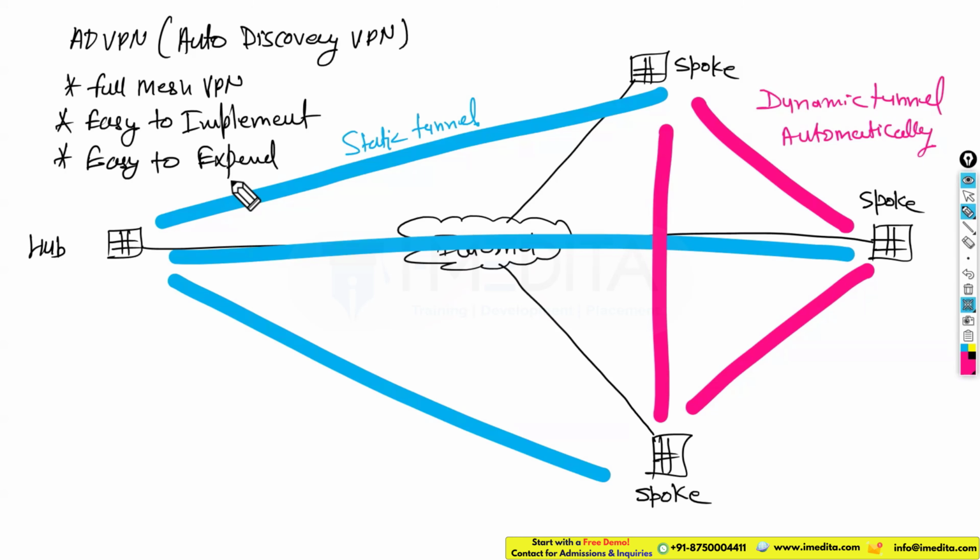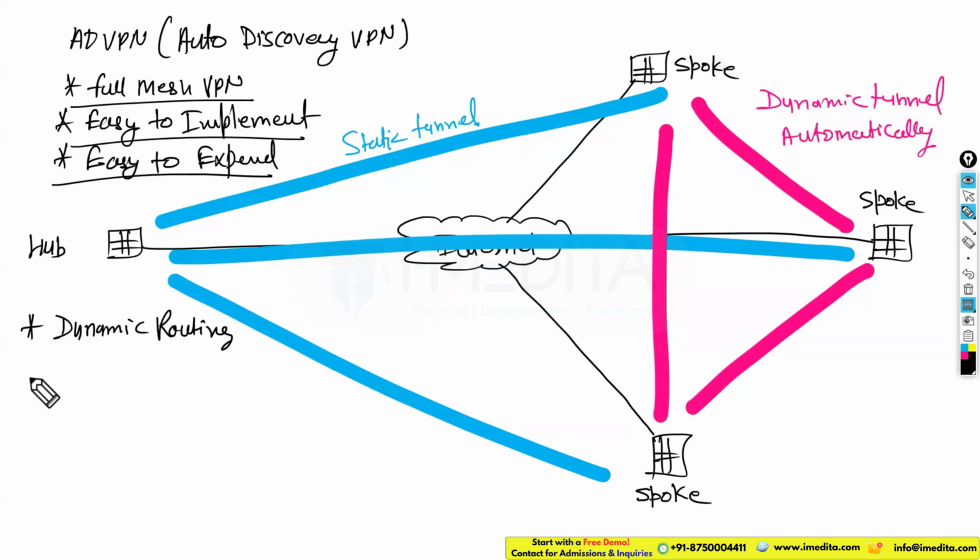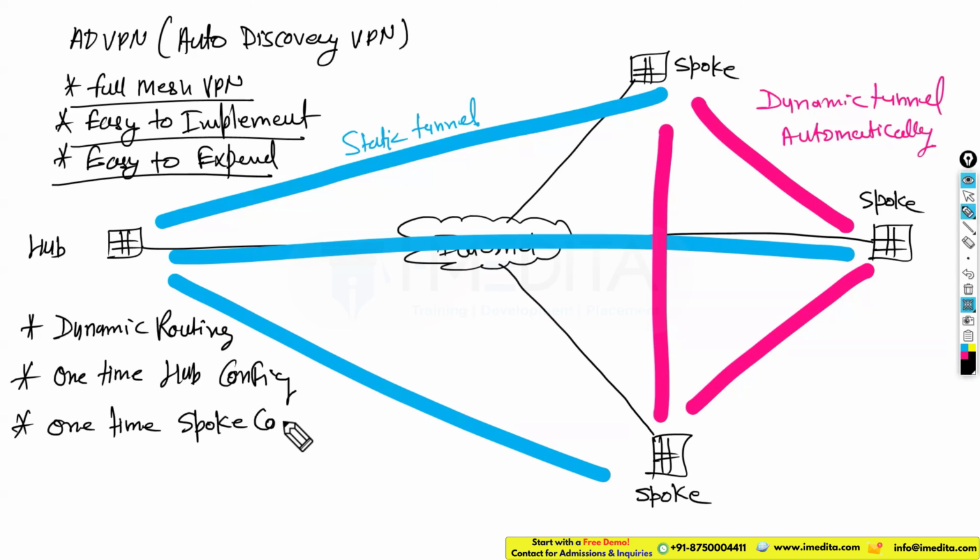So what are the advantages of ADVPN? It is a full mesh VPN, easy to implement, easy to expand. ADVPN supports dynamic routing. With the help of dynamic routing, we can exchange the routes. Then, one-time hub configuration: we need to configure the hub once. One-time spoke configuration: we need to configure each spoke once. So these are the advantages of ADVPN.